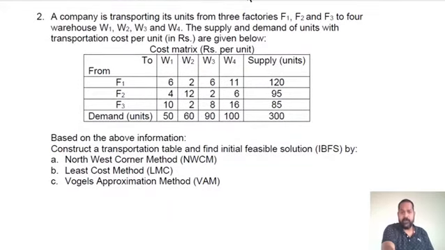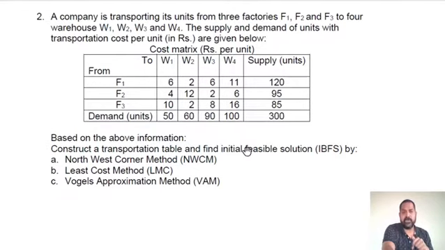A company is transporting its units from 3 factories to 4 warehouses. Almost the same. 3 factories and 4 warehouses. There could be 3 factories and 3 warehouses, 5 factories and 4 warehouses, anything. That doesn't matter. What matters is, does demand meet supply? The supply and the demand of units with transportation cost per unit in rupees is given below. So see, they've given you everything in the question. Factories F1, F2, F3, what can they supply? And demand of W1, W2, W3 and what their demands are. And the cost per unit is also given to you of transportation.